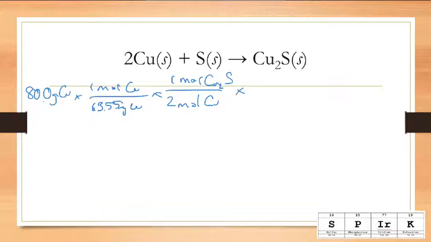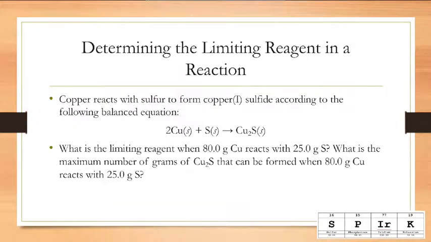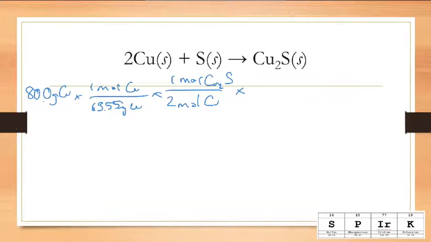So now our unit that we're working with is moles of Cu2S, and we want to get to grams of Cu2S. Because remember, that second part of the question said, what is the maximum number of grams of copper 1 sulfide that could be formed. So let's take this to grams. So we're going to use the molar mass of copper 1 sulfide, which is 159.16, and that's always per 1 mole.